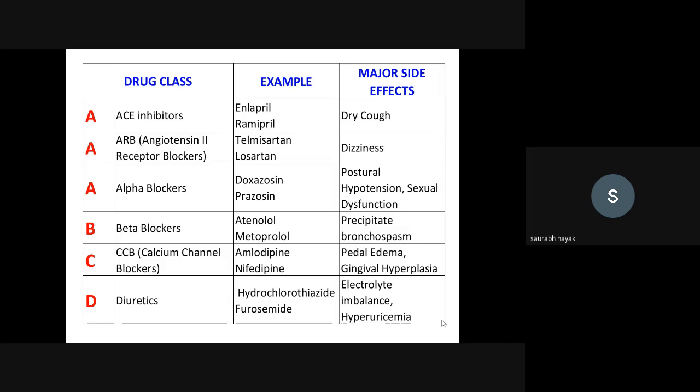Now calcium channel blockers, time and again this question has been asked in previous exams. The major side effects are pedal edema and gingival hyperplasia. Now coming to diuretics. Diuretics can produce electrolyte imbalance and hyperuricemia. So that is why they are contraindicated in patients with gout.